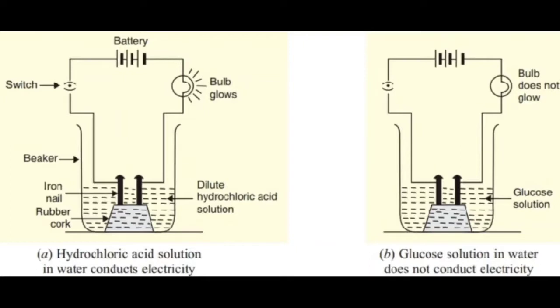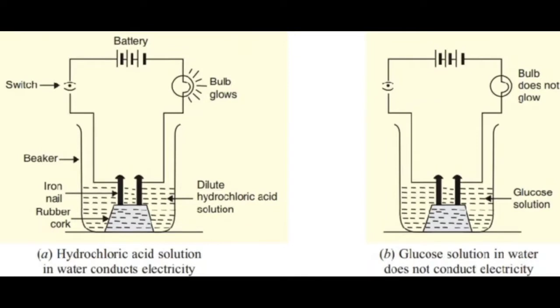These iron nails are connected to a battery. One iron nail is connected to the positive terminal of the battery and the other to the negative terminal, and you can see a bulb is also connected in the circuit. In the first beaker we have taken hydrochloric acid solution, and in the second one glucose solution, because always remember that electricity can conduct, or H plus ions will form, only in an aqueous medium, that is in the presence of water.